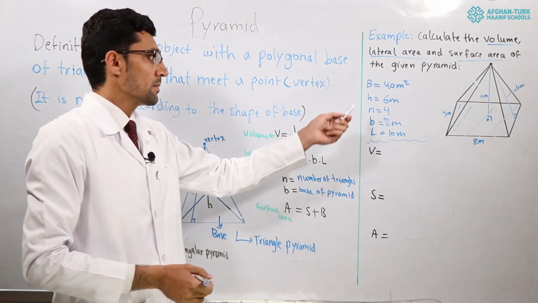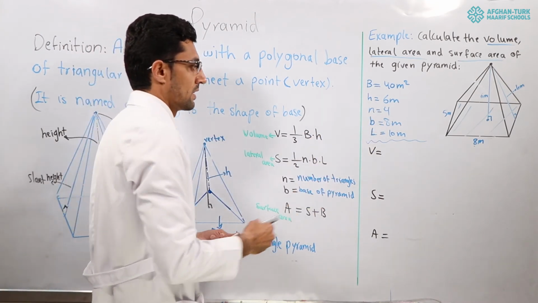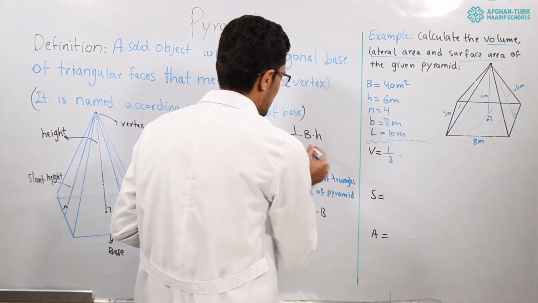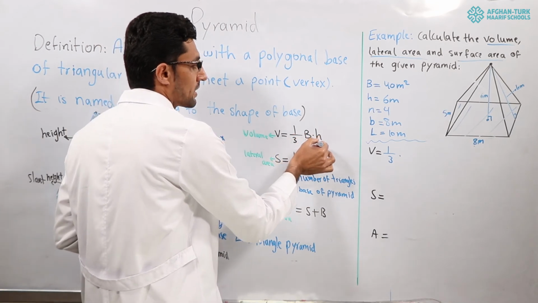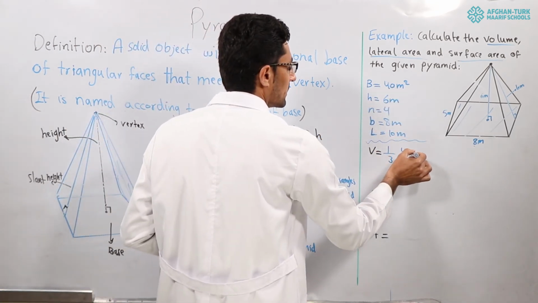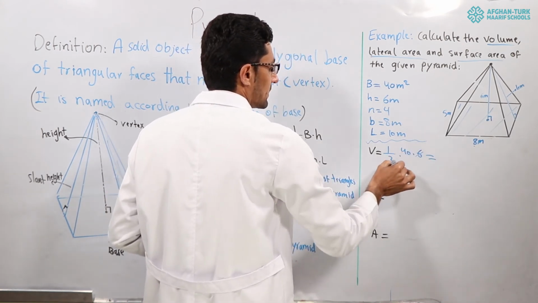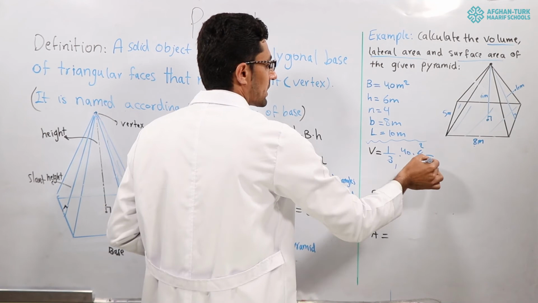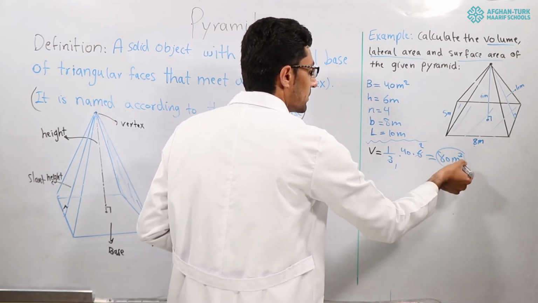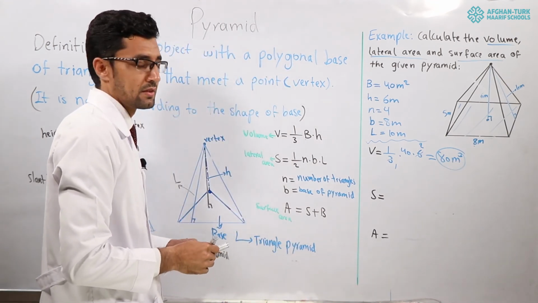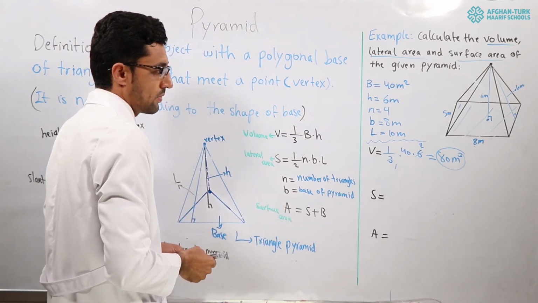If you do this job, dear students, you will find the answer very soon. V is equal to 1 over 3, because the formulas are written, I don't want to write them again, B multiplied by H. Now we have B, 40, multiplied by H. What is H? 6. If I cancel, 2 multiplied by 4 is 80 meter cube. Don't forget the unit of volume.